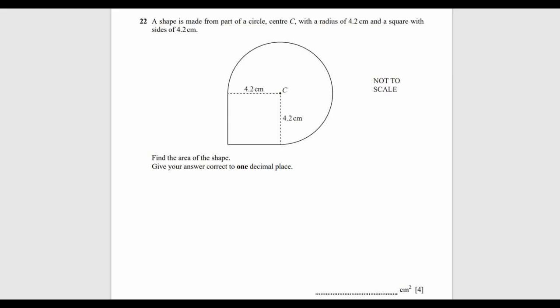10, 9, 8, 7, 6, 5, 4, 3, 2, 1. Alright, let's check out the answer.